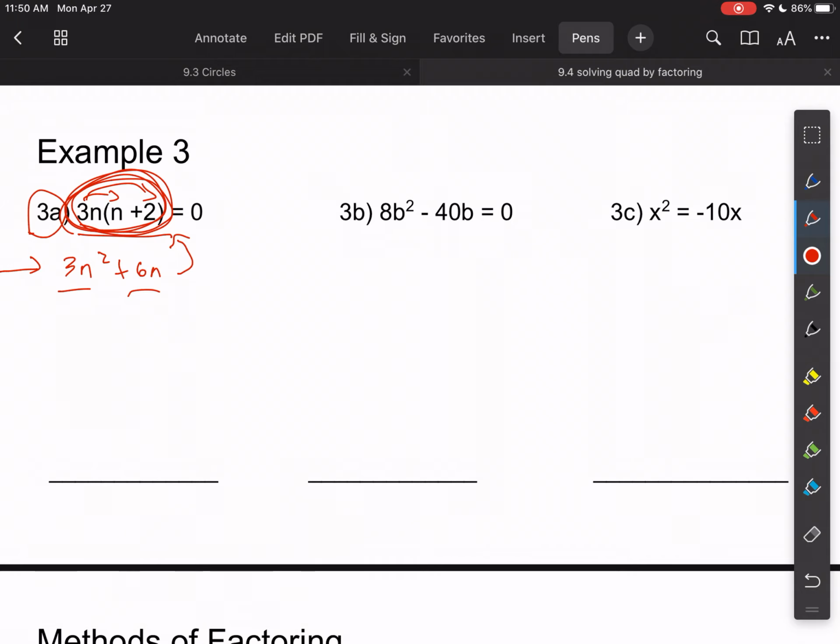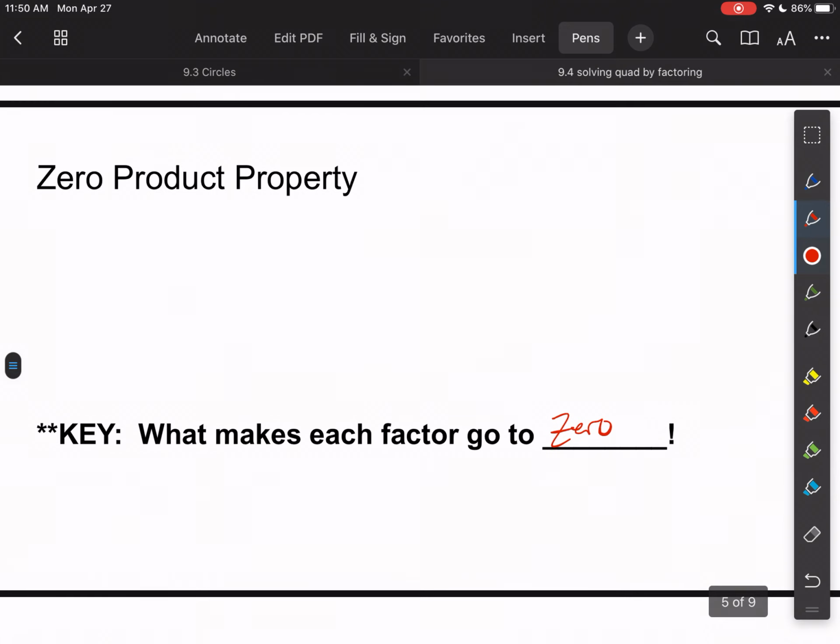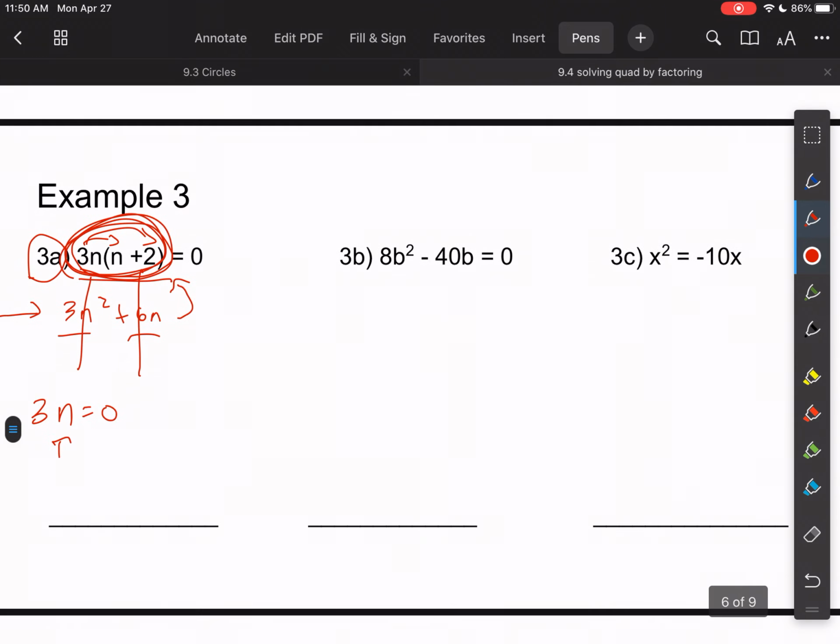So now, once I know that something is factored, and oftentimes they're going to make you factor it, I look at each individual piece. What makes 3n go to 0? Like, what can I plug in for n to make that equal 0? Because the zero product property says that whatever makes a factor go to 0 is where, because technically this is equal to y, it's where the y is equal to 0. So if a factor equals 0, I know that I have a crossing on the x-axis where y is equal to 0.